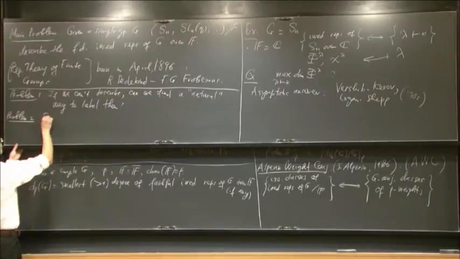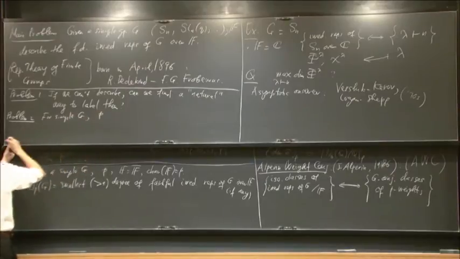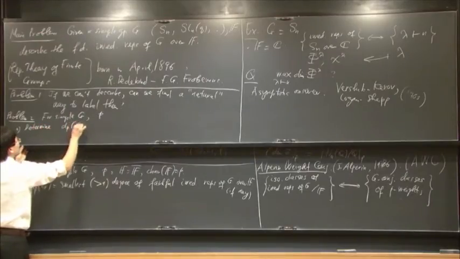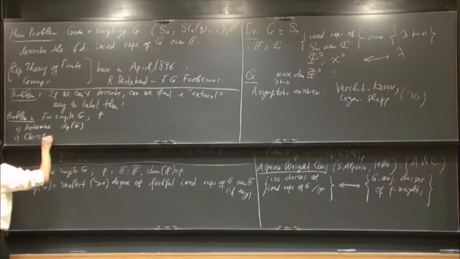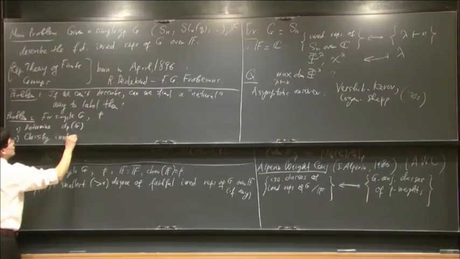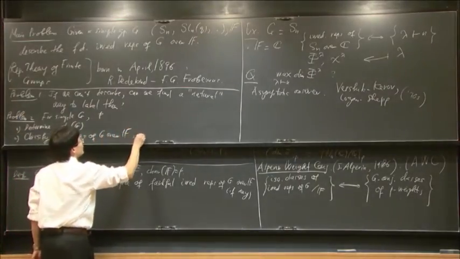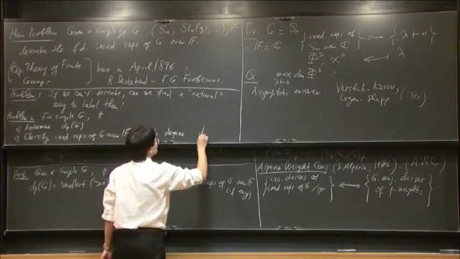So for the simple group G and for the prime P, what I want to do is describe, to determine the exact value of this D sub P of G. And not only that, I want to find the value of this invariant, but I also want to classify the irreducible representations of G over F, up to the degree which is the square of this invariant.